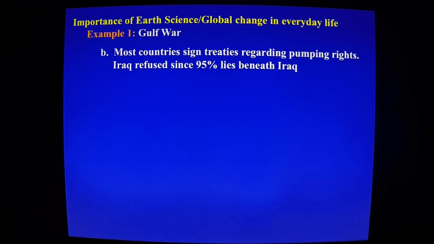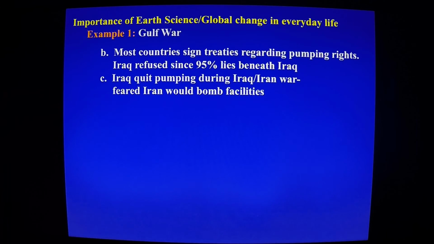Well, Kuwait obviously didn't like that answer. And you have to remember, too, that this was during the 1980s. And at that time, Iraq and Iran were at war. And one thing that was really common at that time is they would bomb each other's oil facilities so that neither country could make money and use that money to buy more weaponry. So Iran was bombing Iraq's rigs on the Rumaila field. So Iraq quit pumping so that they wouldn't lose any oil during these bombing raids.